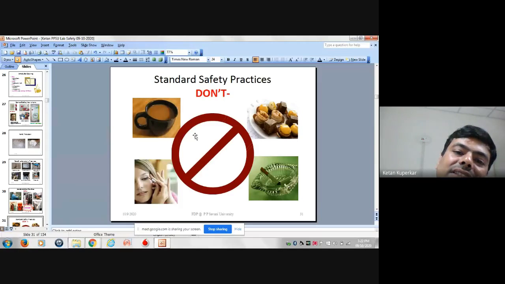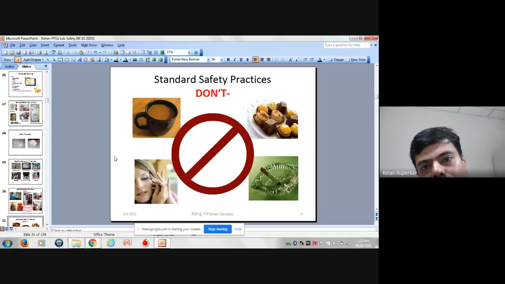Now, the don'ts become very interesting, and we are practicing these don'ts instead of the do's. As I mentioned in one of my earlier slides, the laboratory is not a place of entertainment. So you should not be eating anything there or chewing there. Even in this particular picture, you should not be applying makeup in the laboratory. These are severe lapses, and everyone has to avoid all these things very strictly.